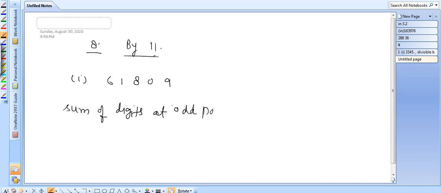You can write odd equals, which is the place, and put the dot over a digit which are at odd place.